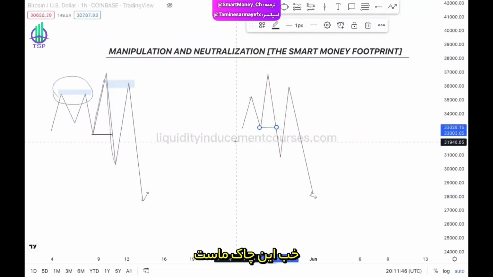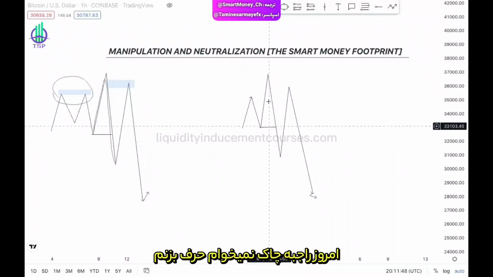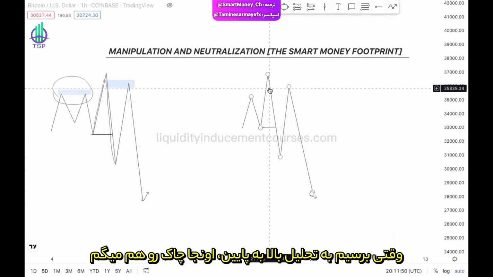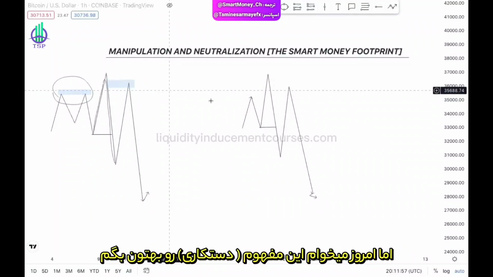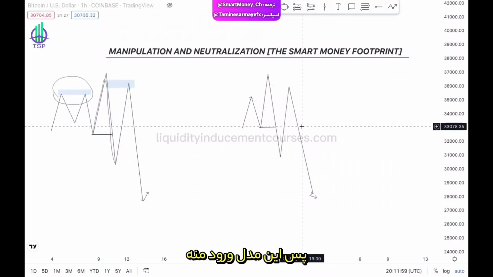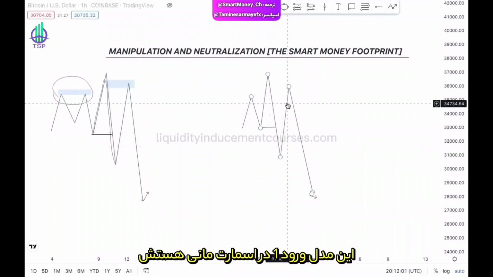Okay, so this here is our change of character. I'm not talking about change of character today. I'll deal with change of character when I begin to talk about top-down analysis, okay? But I'm trying to talk about this concept today. So this is like my typical entry model. This is the model 1, SMC model 1.